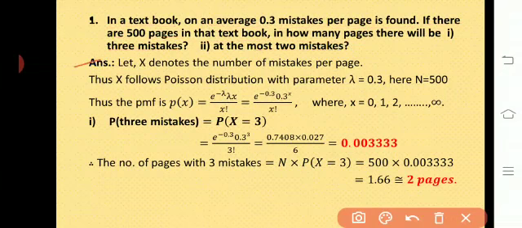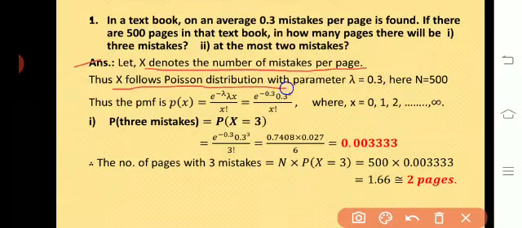In the solution, let x denote the number of mistakes per page. Thus, x follows a Poisson distribution with parameter lambda equal to 0.3, and here N is equal to 500. On an average means 0.3; it is the mean or lambda or parameter of the Poisson distribution. So lambda is equal to 0.3, and there are 500 pages in that book, so capital N is equal to 500.